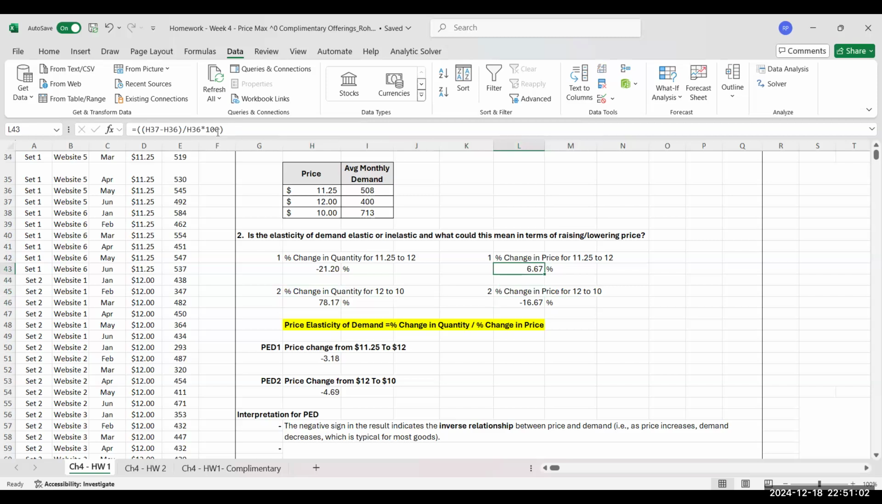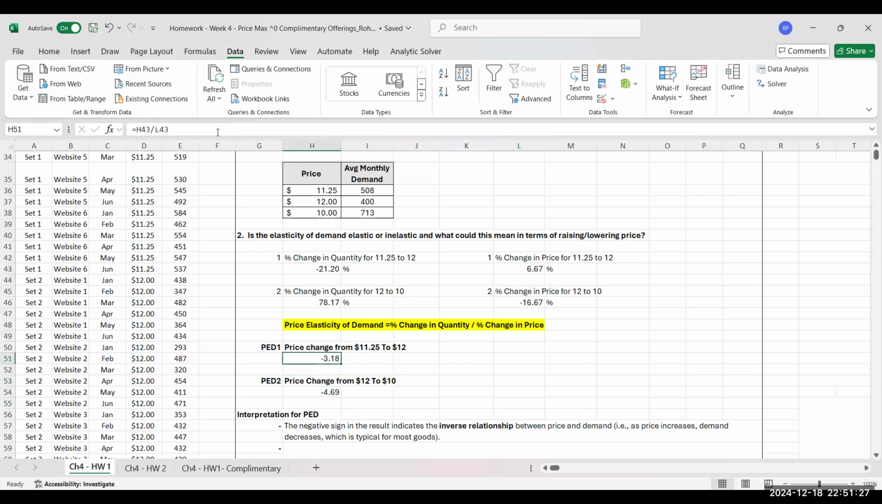So it shows that the 6.67 percentage change in the price makes an effect on the demand of like 21.20 percentage. So if we increase the price by 6.67%, the demand will decrease by 21.20%. The same, it will go vice versa. So that shows the inverse relationship between the price and demand.